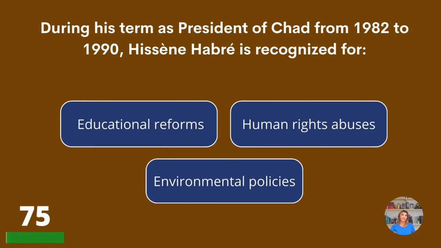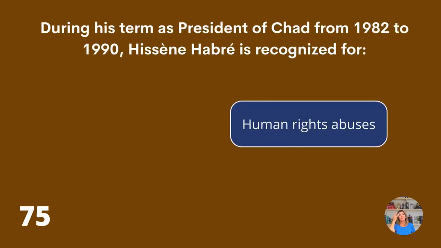During his term as president of Chad from 1982 to 1990, Hissène Habré is recognized for educational reforms, human rights abuses, or environmental policies. Human rights abuses.